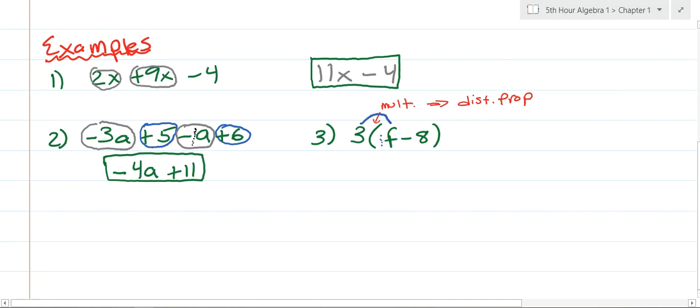I'm going to use another color here. Let's go with black, just so you can see what's happening. 3 times negative 8. So positive times a negative is a negative. And 3 times 8 is going to be, let's see, I think it's 24. So that's my answer here, is 3f minus 24.